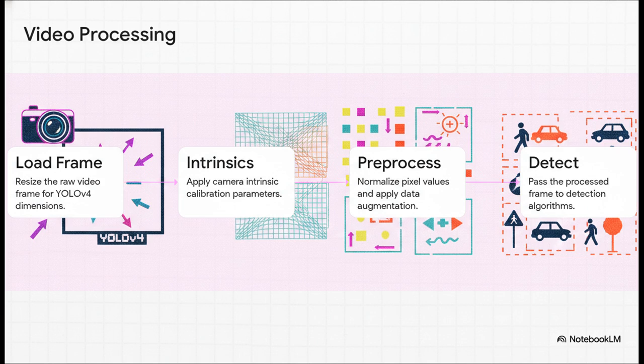Then we hit Step 3, which is absolutely crucial, pixel normalization and data augmentation. By normalizing those pixel values, we're essentially helping the YOLO algorithm converge faster and learn a lot more effectively. We also throw in data augmentation, things like flipping the image or tweaking the brightness, because the model needs to be tough enough to handle the unpredictable, chaotic lighting of the real world. Only after all that is the frame finally outputted to the detectors.